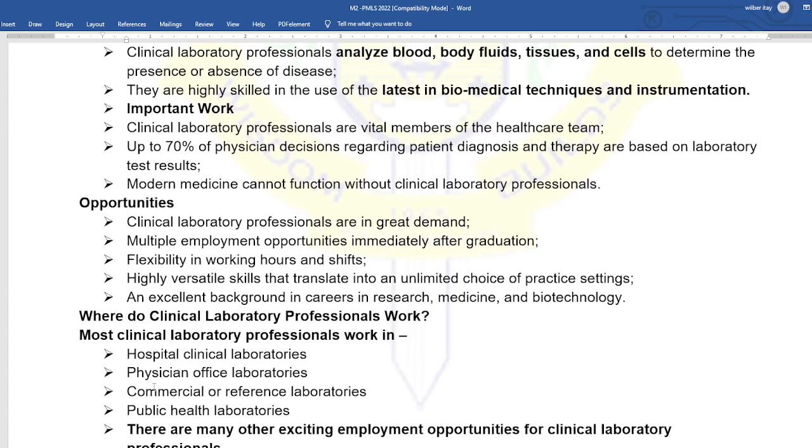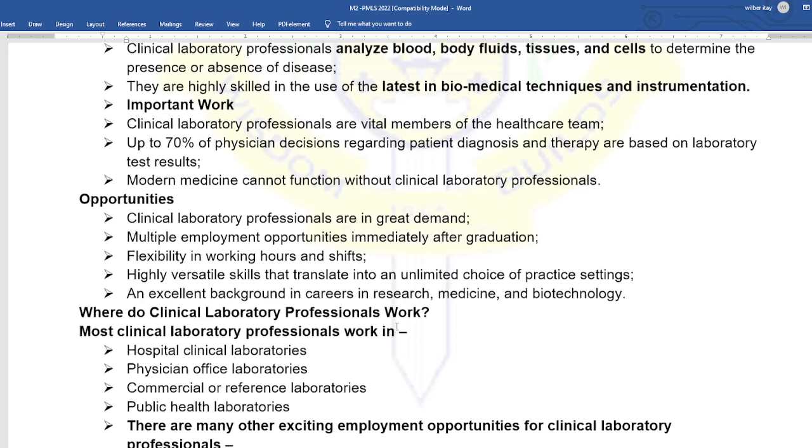Highly versatile skills that translate into an unlimited choice of practice settings. Yes, this is true, guys. So, you can work as a microscopist, okay? You can work as phlebotomist. An excellent background in careers in research, medicine, and biotechnology. Yes. Okay, that's why there are a lot of medical technologists who work in the field of research as well.